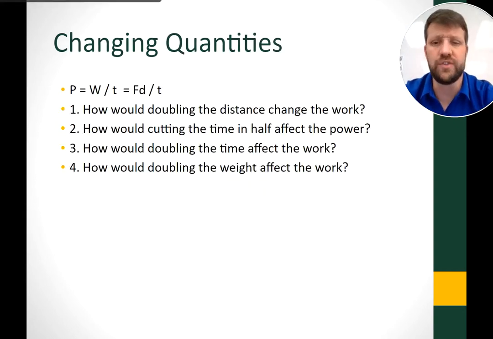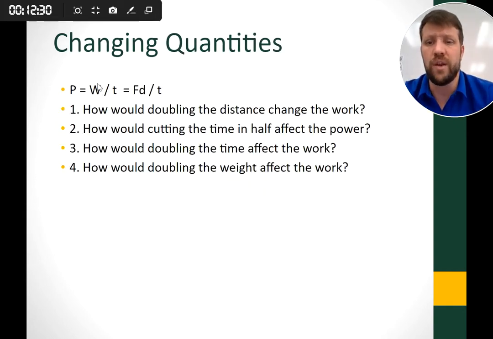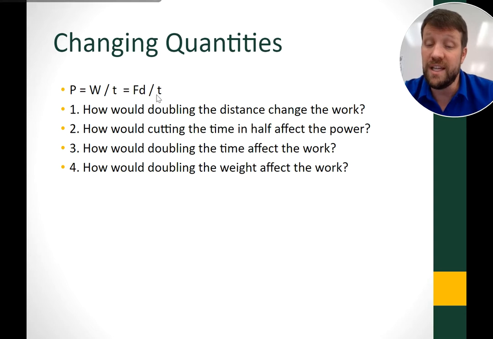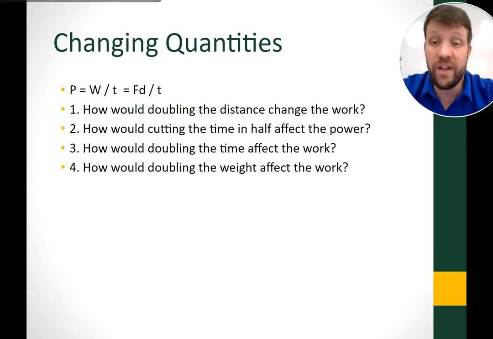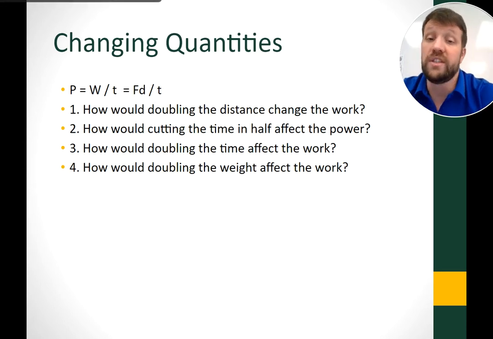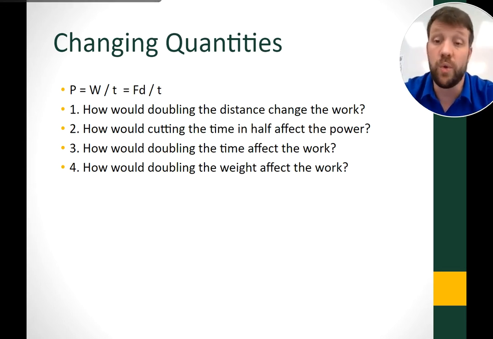Now, if we look at this, we can see a couple things. First, a reminder that work is force times distance. So W divided by T is the same as F times D divided by T. And we get into a case here where we are changing around some of the variables to see what else changes. And we've done a little bit of this with some of our other quantities.